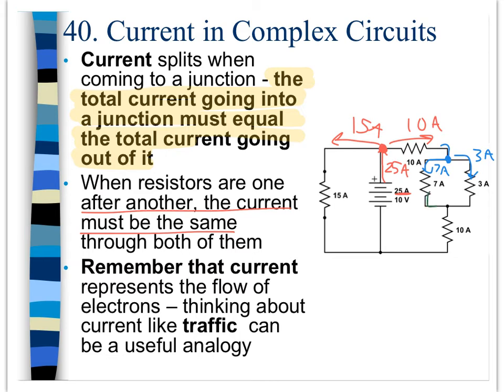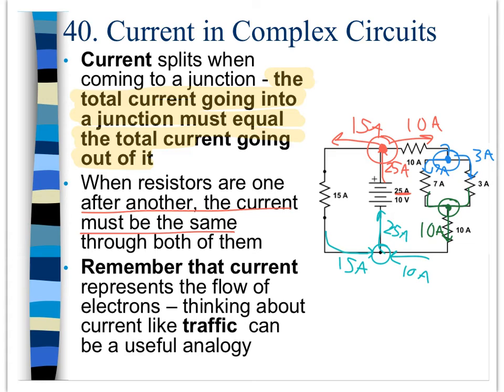It then comes back together here at this junction. The 3 and the 7 come back together to form 10 amps once again. And then lastly, that 10 amps is going to join up with the 15 amps that was flowing around this branch here. So those 15 amps and these 10 amps come back together to create 25 amps returning to the battery. So that's the junction rule. We're thinking about each one of these junctions, each place where the circuit splits or comes back together, and knowing that whatever current goes in is the current that leaves.